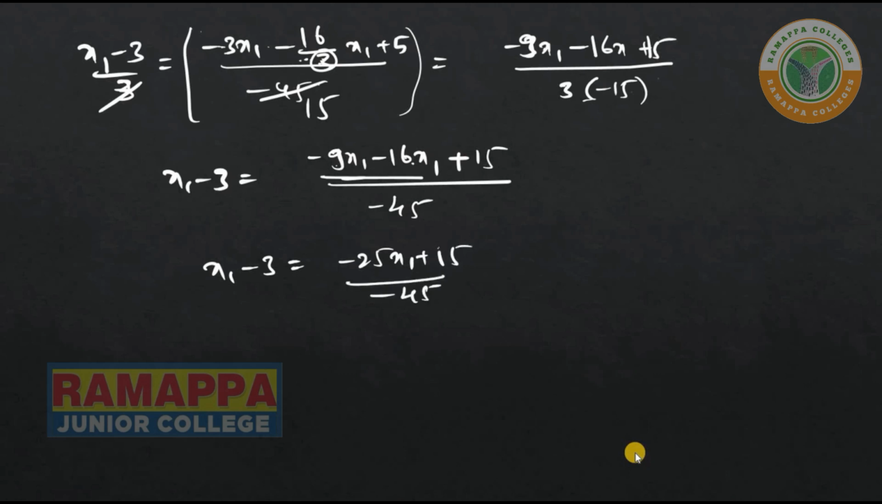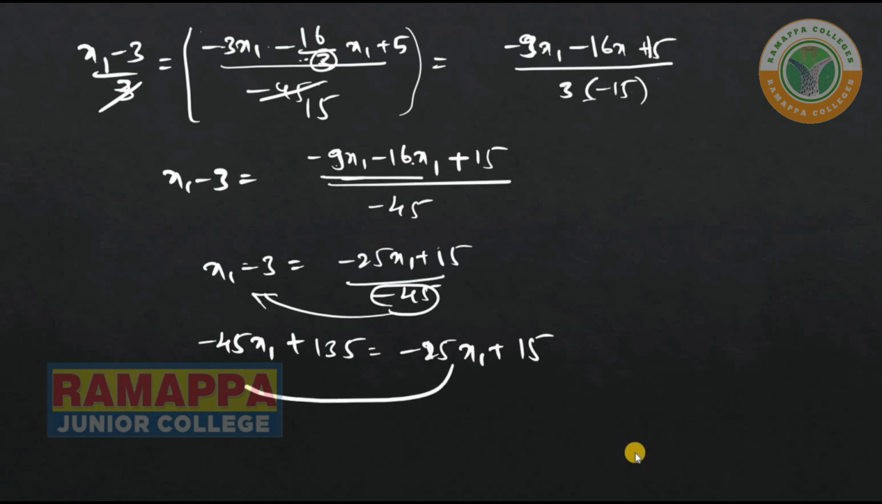So after this I will do one thing here. I will take this 45 to this side and it will become multiplication, and it will become minus 45x1. Minus into minus becomes plus, 45 threes are 135, here 90 plus 45 is equal to 135, is equal to minus 25x1 plus 15. So this will go here and it will become minus 45x1 plus 25x1 plus 135 minus 15 is equal to 0 here. Okay, this total I will take there.